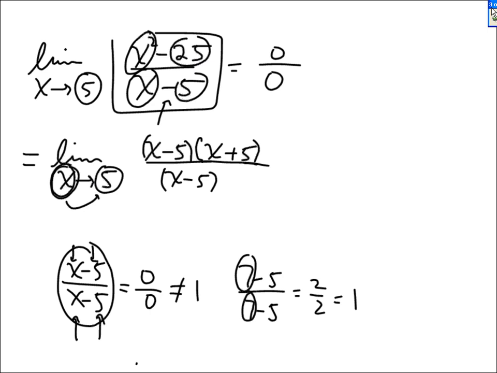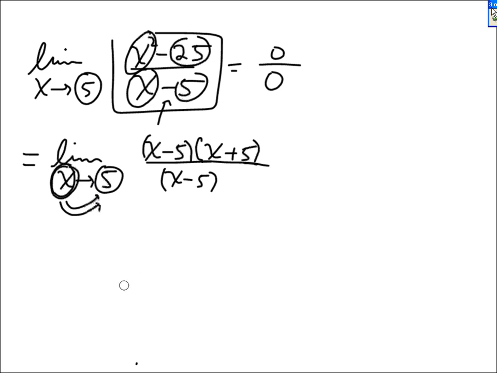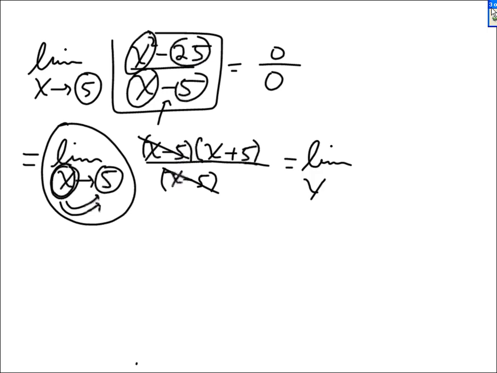But x is approaching 5. It gets really close to 5, from above 5 and even below 5. But you know what's really nice? It's never 5. Among other things, this tells me x is never 5. That means this is 1. So we factored in and we canceled.